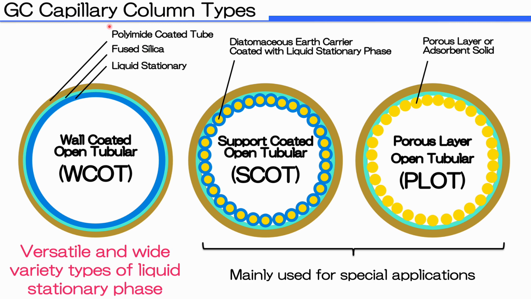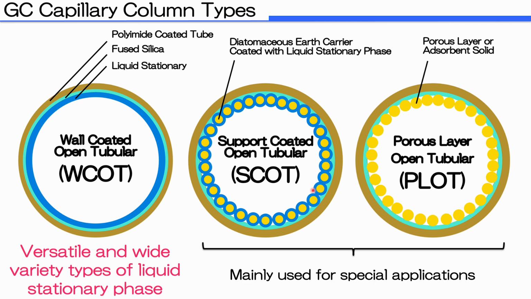The GC capillary column is further subdivided into three types: wall-coated open tubular (WCOT), support-coated open tubular (SCOT), porous layer open tubular (PLOT). WCOT consists of a layer of fused silica and liquid stationary phase inside polyimide coating tube.